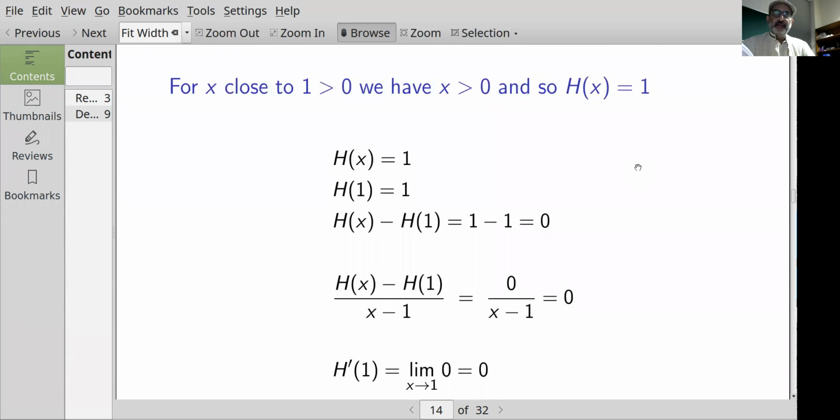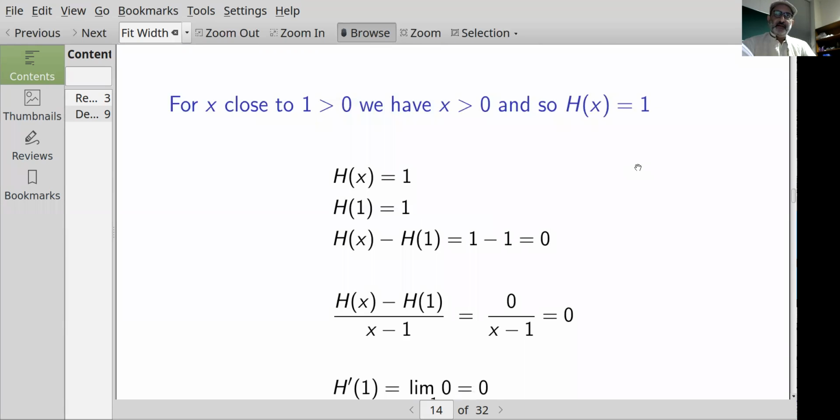Okay, now we want the derivative at 1. So for x close to 1, which is positive, we must have that x is also positive. And so h of x is equal to 1. H of 1 is equal to 1.